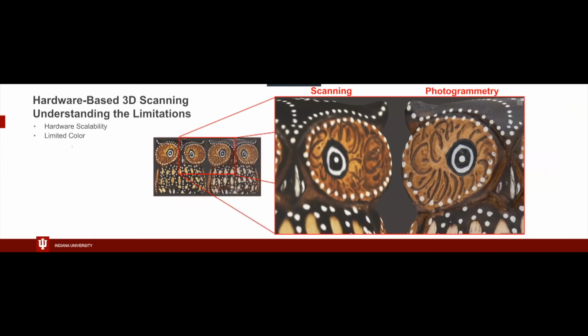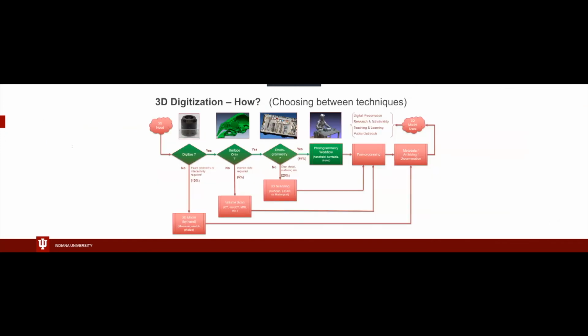Another limitation of 3D scanning is that it does not capture color as well as photogrammetry techniques. And finally, I have a display big enough that you can see the differences. So this is an owl that was scanned on the left, and on the right, it was photogrammetrized. And you can see the color difference is just no competition between photogrammetry and 3D scanning techniques. I did it, I hit the keyboard.